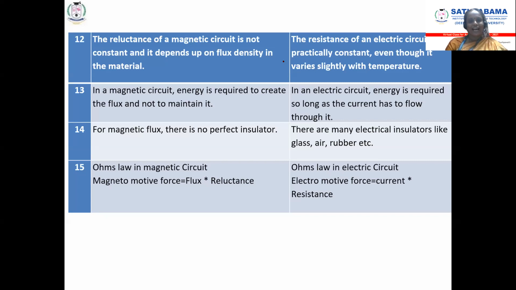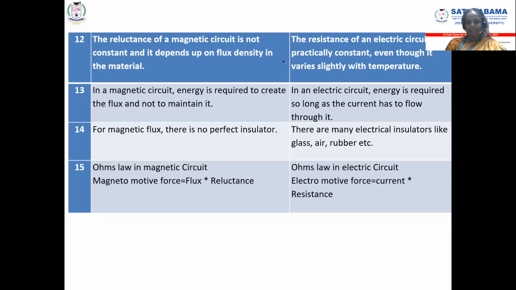Now, a magnetic circuit is required to create the flux and not to maintain it. 10 power 8 lines of force is equal to 1 Weber. It is used to create the flux and not to maintain it. But in an electric circuit, energy is always required for the current to flow. Here it is not like that. And one more important point: there is no perfect magnetic insulator.